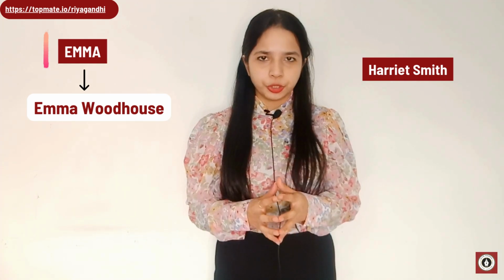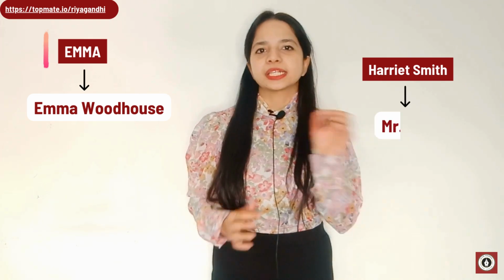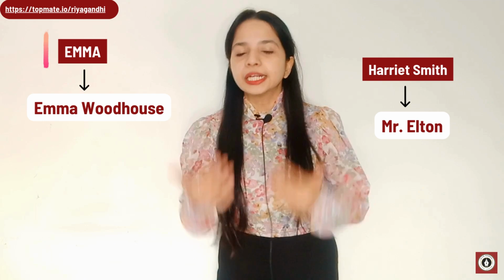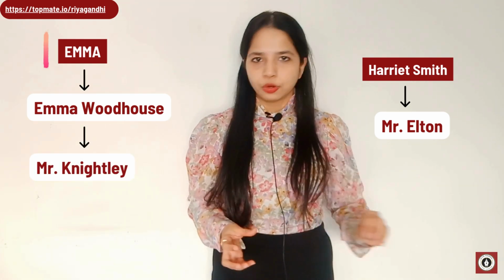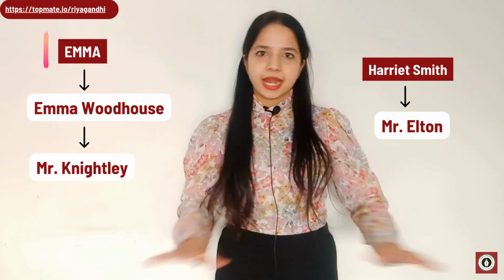Over the course of the novel, Emma befriends Harriet Smith, a 17-year-old student of unknown parentage, and she decides that Harriet Smith is the best match for Mr. Elton. After repeated advice by his friend Mr. Knightley that Emma, don't do this, she does not listen to anybody.